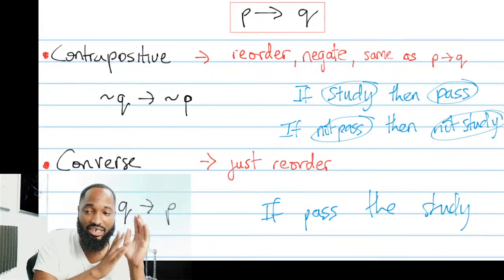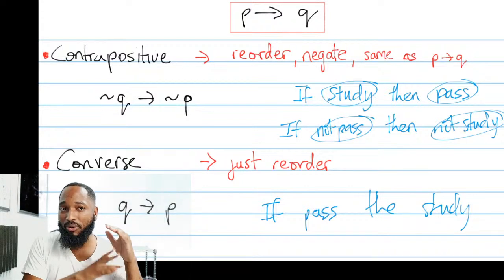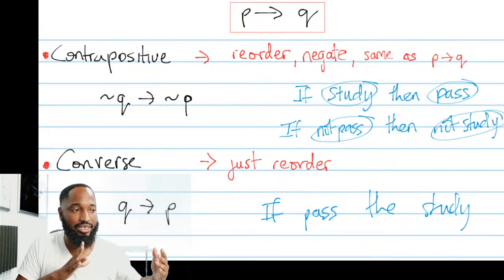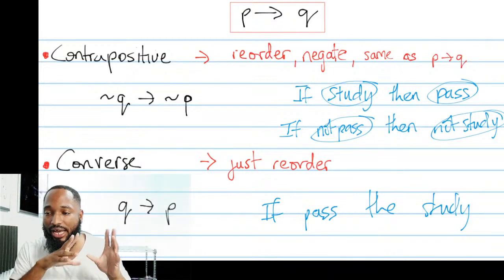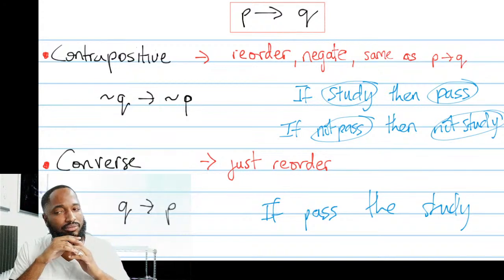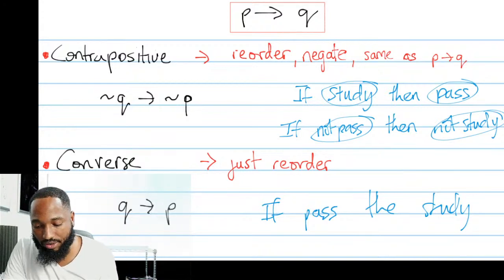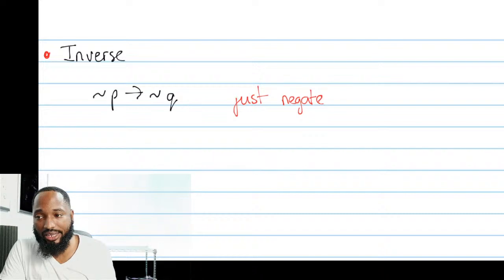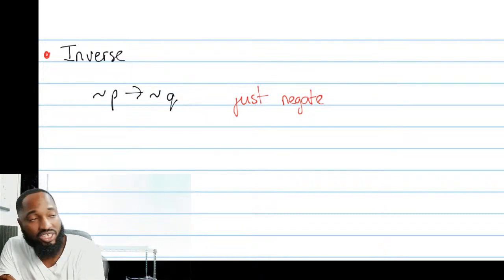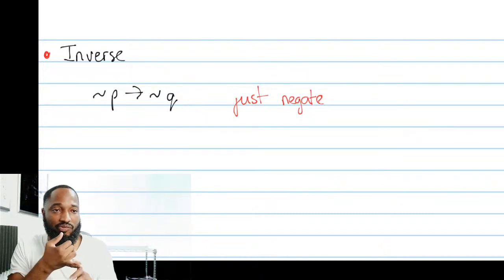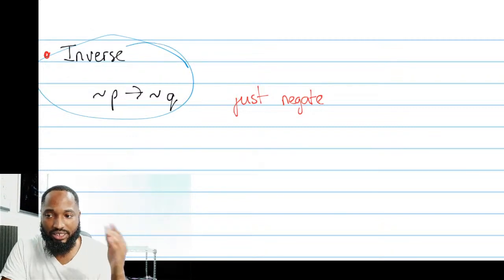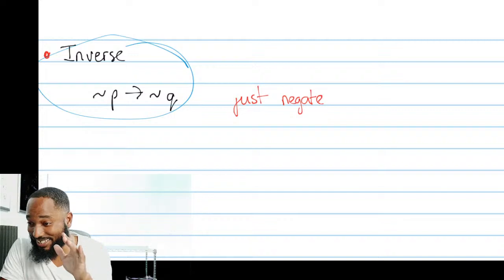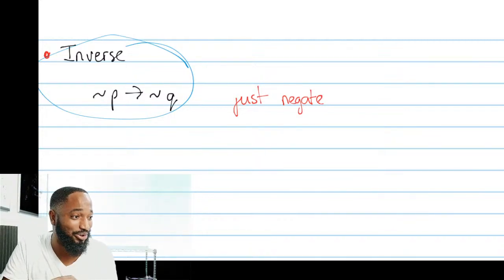Tricky. You could go into the logic tables to see it, but that will be the whole lesson. Let me know if you want more on that, or you can just memorize it. And lastly, the inverse is just negate. What is the inverse of P implies Q? Just negate it. That's it, and walk away with those marks.